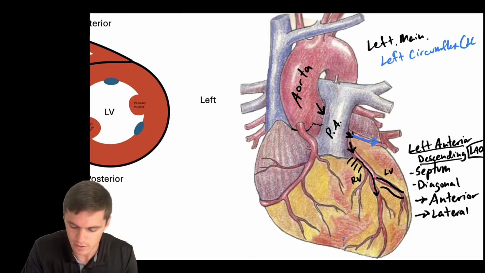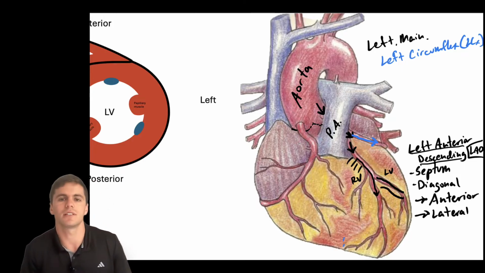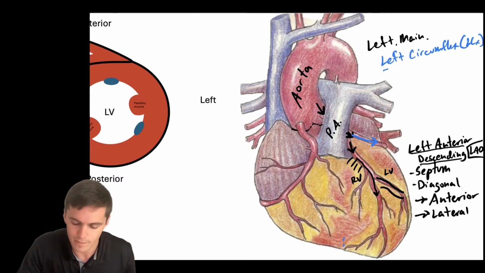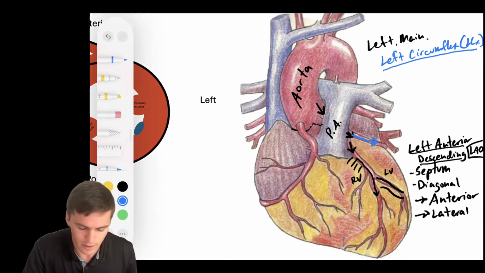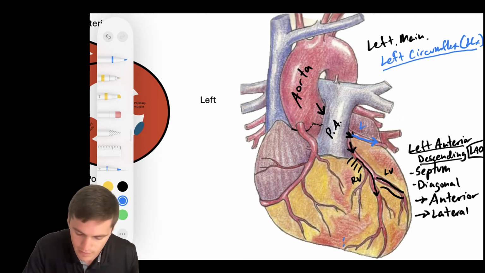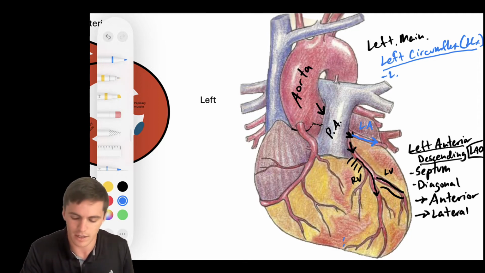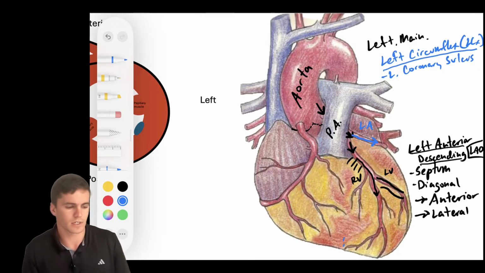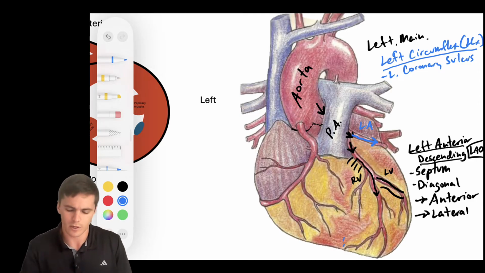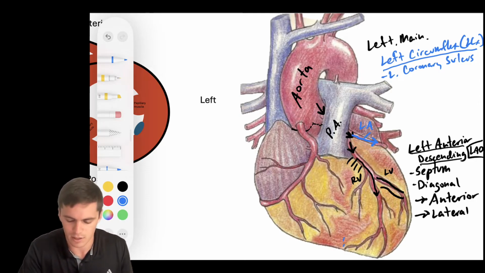Sometimes you see it LCX, right? Big L, big C, little x, left circumflex. The left circumflex really travels along the ridge between the left atrium and the left ventricle, right? Sometimes they call this the left coronary sulcus, and that's where it runs. So obviously, it's going to have branches that supply the left atrium.